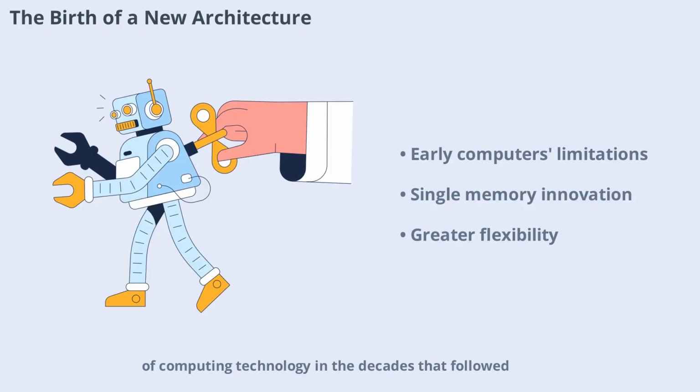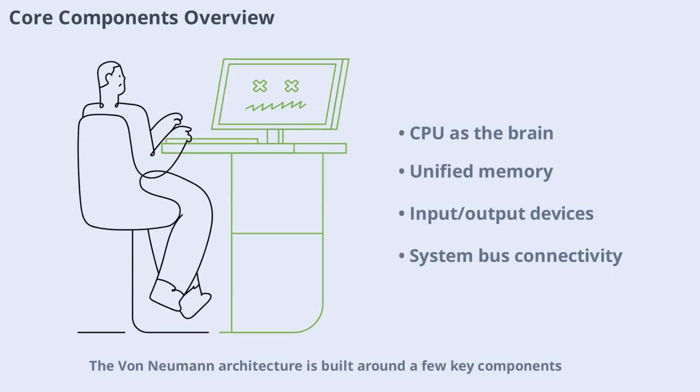The von Neumann architecture is built around a few key components: the central processing unit, CPU, memory, input-output devices, and a system bus. Each part plays a crucial role in the operation of a computer.